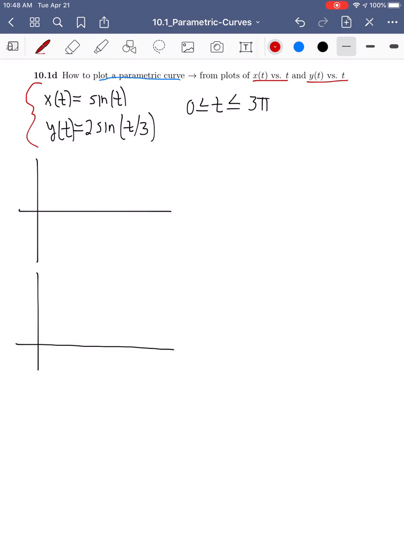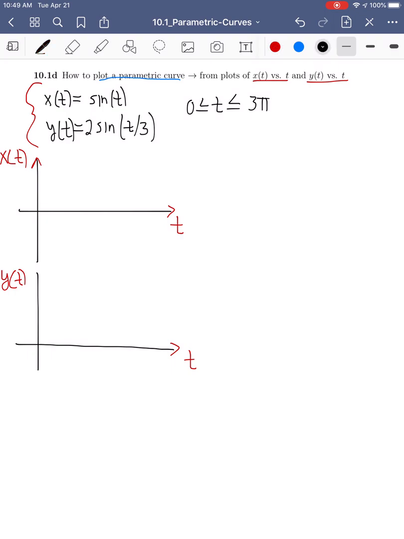So first things first, if we're going to go from plots of x versus t and y versus t, is to actually go ahead and plot those functions. So first we'll make a plot of x of t versus t and y of t versus t as well. So again, these two plots are not our parametric curve. They are the individual coordinate functions that are functions of that parameter t.